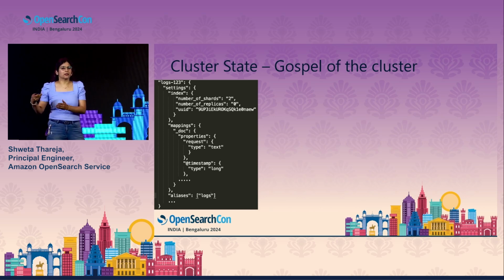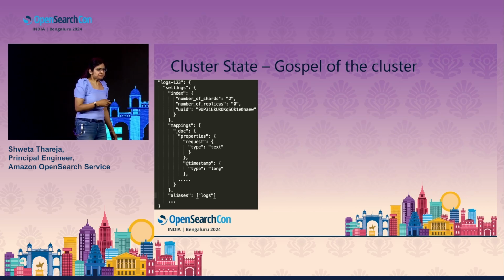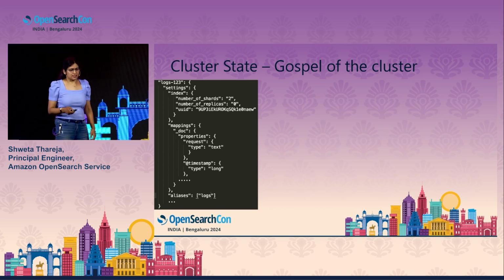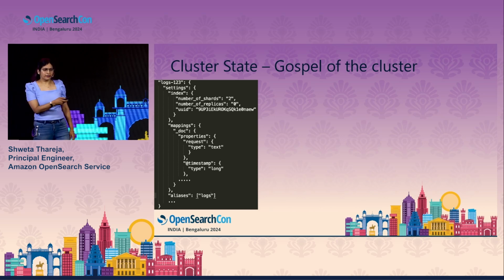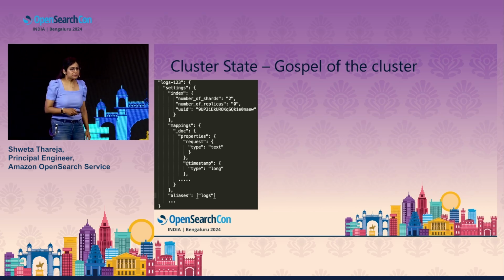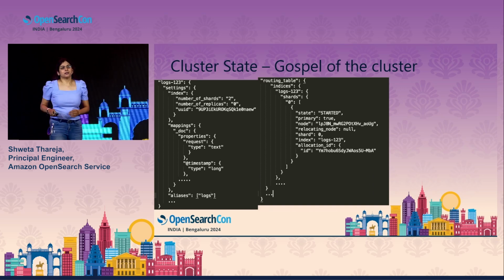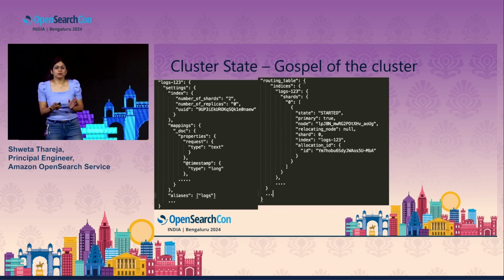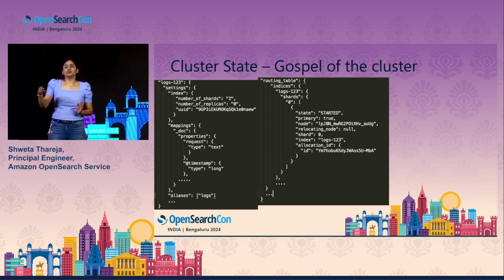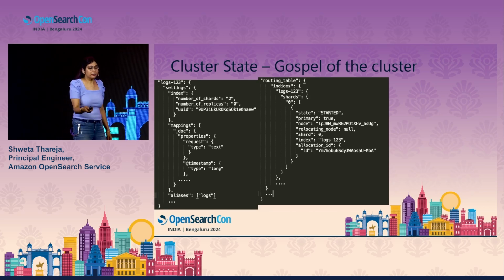Is it a long, a string, a keyword, and so on, right? And then if there are any aliases pointing to that index, all that information is there in the cluster state. And then we just spoke about how the coordinator node has the mapping of which shard is assigned to which node. So that information is stored in a data structure called the routing table.